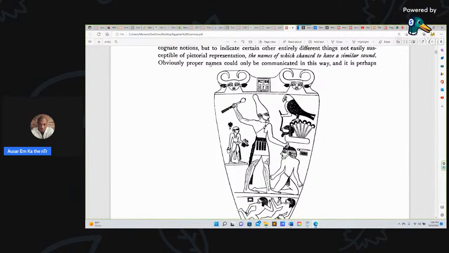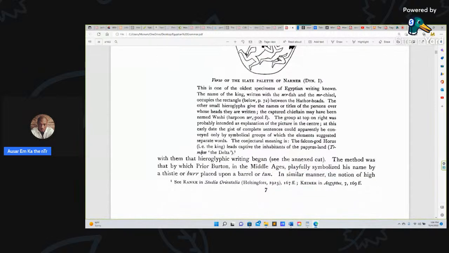So obviously, proper names could only be communicated in this way. And it is perhaps with them that the hieroglyphic writing began. So let's read under this stela here. Verso of the slate palette of Narmer, Dynasty 1. This is one of the oldest specimens of Egyptian writing known. The name of the king written with the Nar fish and the Mer chisel.